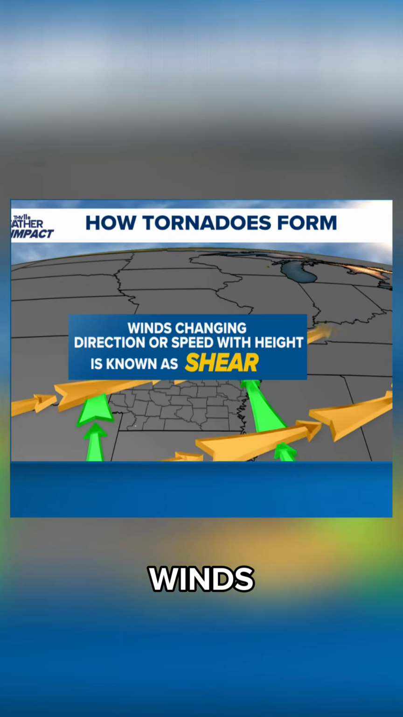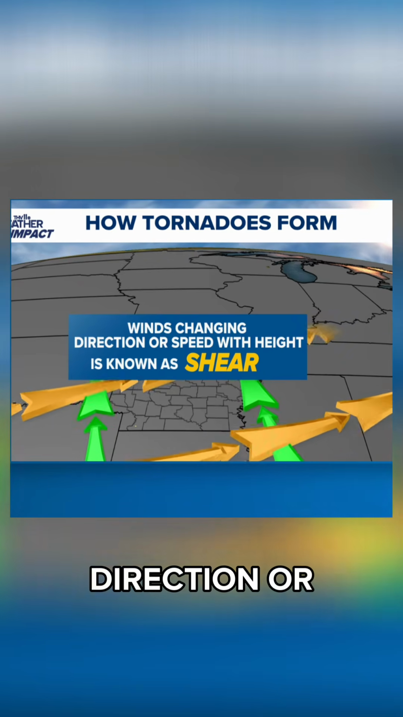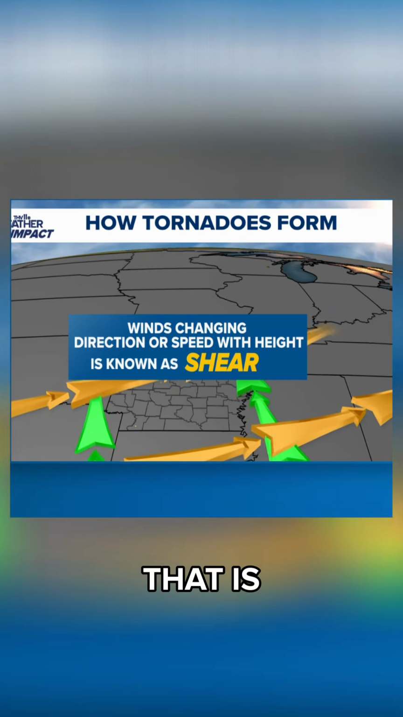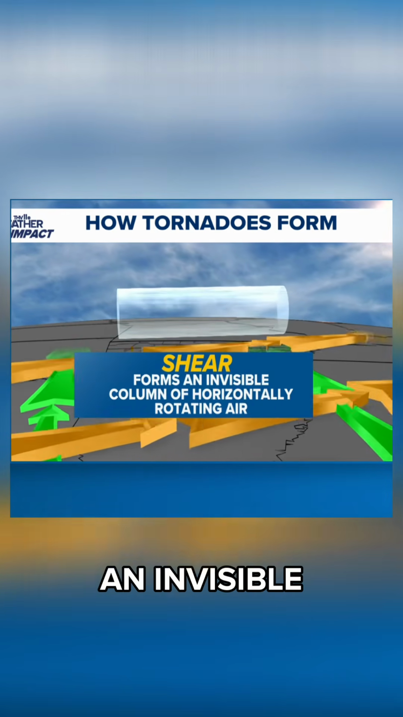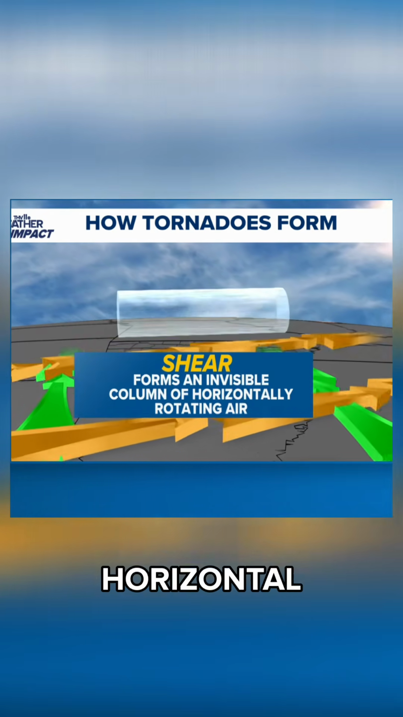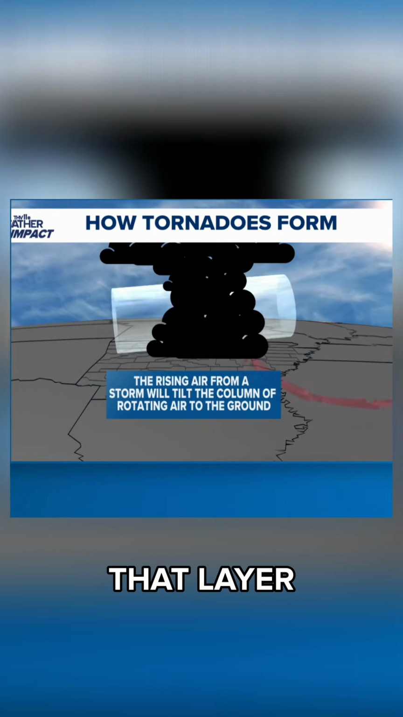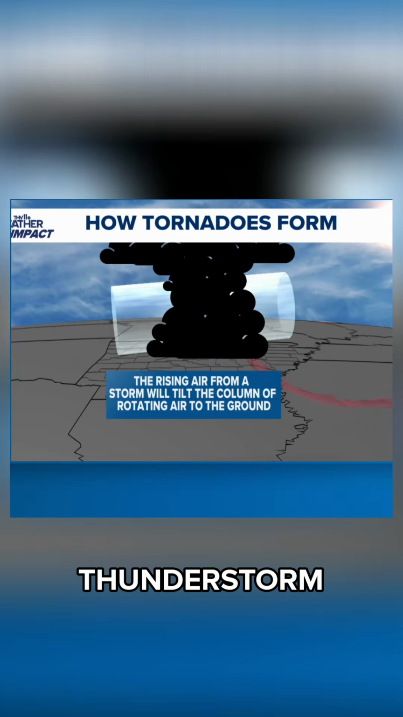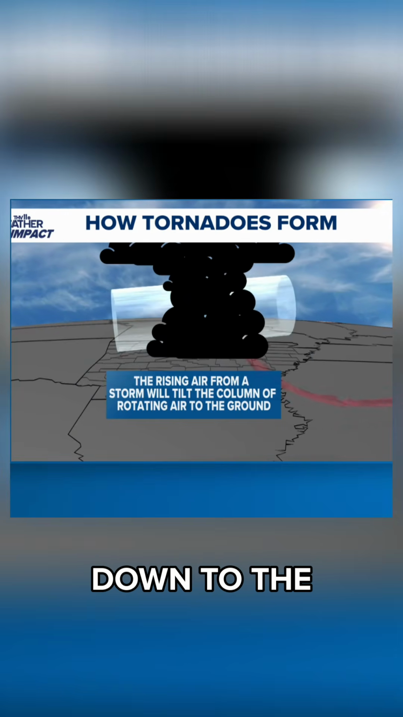So as the winds go up from the ground to the cloud and they change in direction or they increase in speed, that is known as shear. And shear will develop an invisible tube. This is a horizontal tube, but when you have thunderstorms that develop, that layer of warm air getting drawn into the thunderstorm, the updraft allows that tube to tilt back down to the ground.